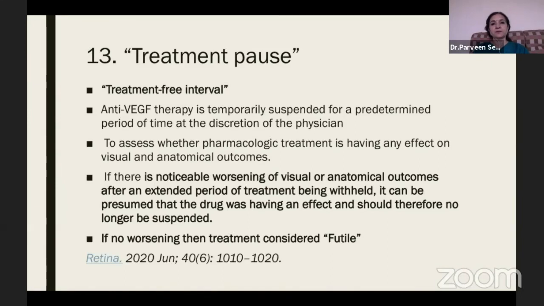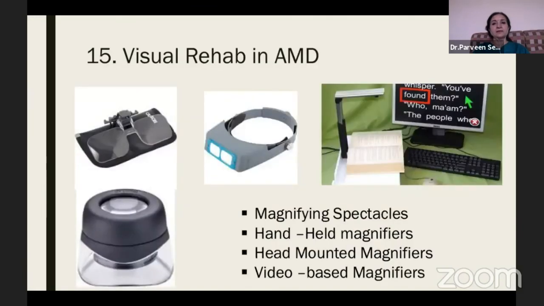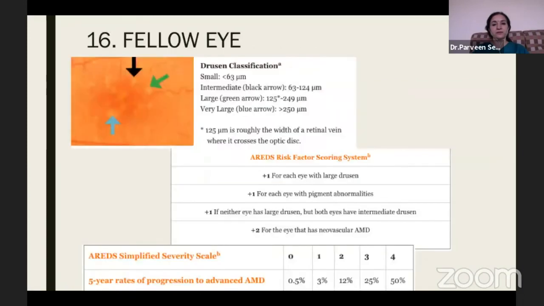But if after stopping the drug there is no worsening either, then, as described in the Retina journal in 2020, this lesion has been called a futile lesion, in which case you can consider cessation of therapy. So the aim of treatment is not only to give the injection to improve vision, but to stabilize and help the patient maintain these improved visions for a long period of time, and to individualize these treatment regimens. In patients who are not able to regain 100% of their vision, especially in bilateral AMD cases, visual rehabilitation plays a very important role, and this definitely must be offered to the patient.